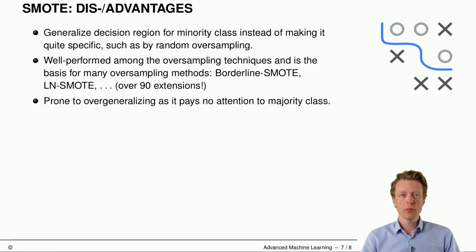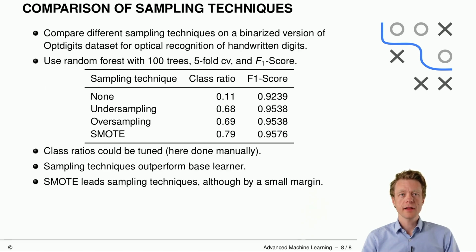It's really well performing, so a clear advantage of SMOTE, and it's a basis for many other oversampling methods. There are over 90 extensions, for example, borderline SMOTE and LN SMOTE. One disadvantage is perhaps that it's prone to overgeneralizing, as it pays no attention to the majority class. As you've seen on the last slide, we do not look at all at the majority class, but we're just exploring the minority class. As a final slide here, I want to show you a comparison of different sampling techniques.